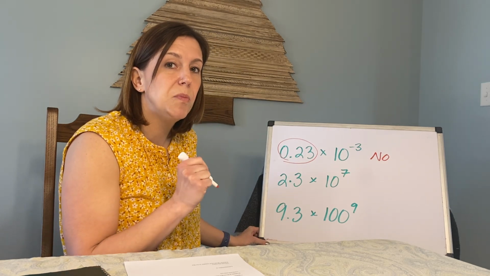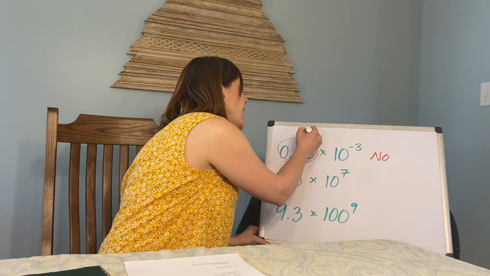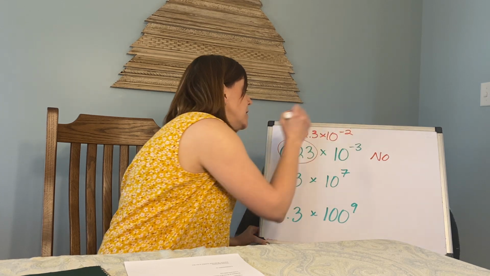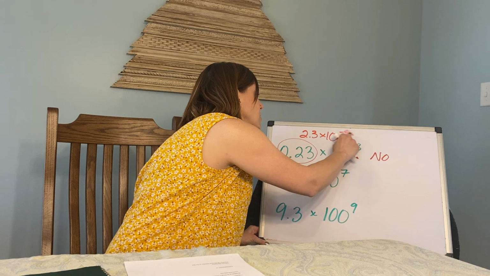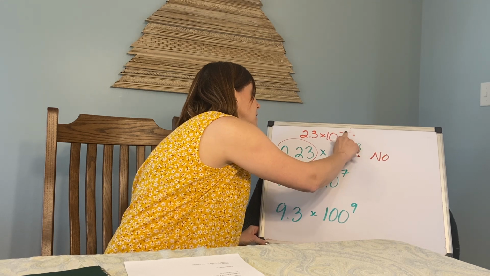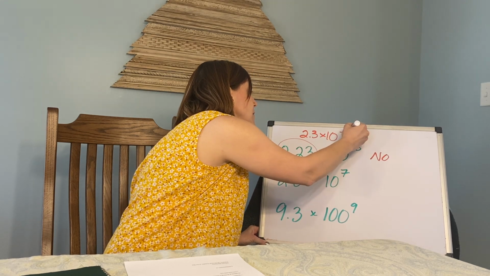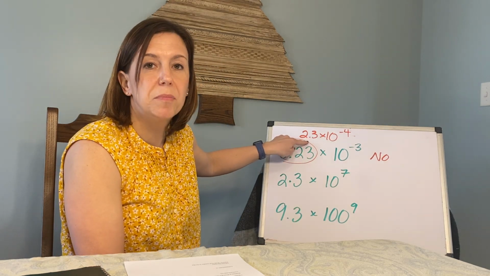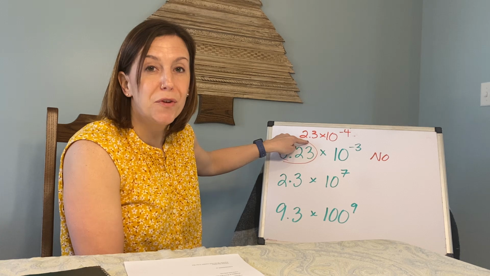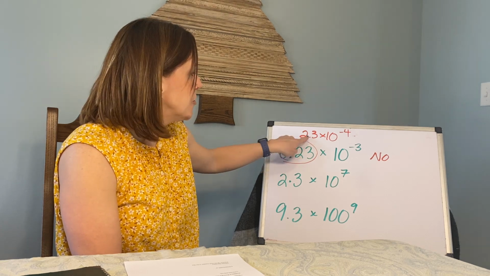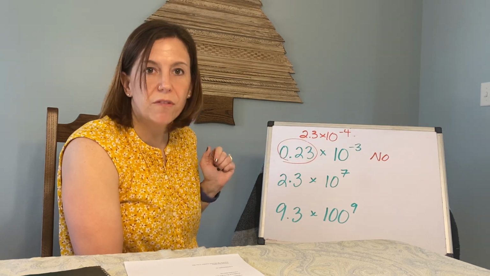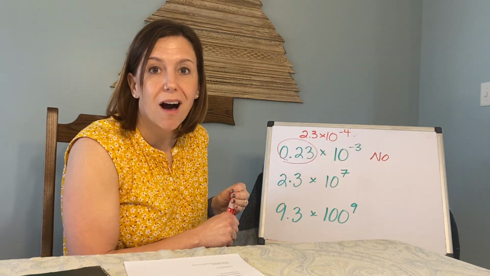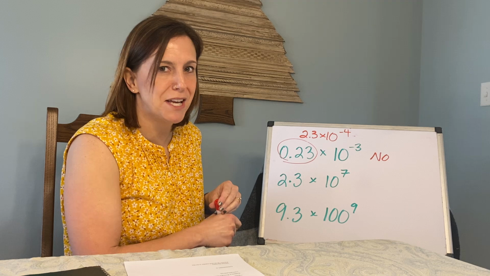So my answer for this first one, this is not in scientific notation. If I wanted it to be correct, I would have to have this first digit. Oops, I went that the wrong way. It would have to have that number in the front be between 1 and 10. So if I move the decimal place to between the 2 and 3, now it follows the rule. But as it is here, no. The answer is no, it is not in scientific notation.